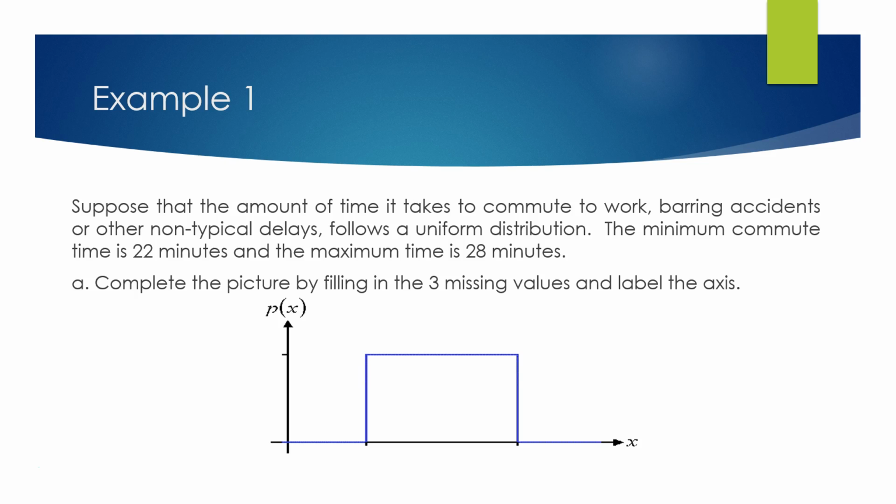The first thing that we're going to need to do is label the axis on all of these, which is minutes. So this is the commute time in minutes. The low number and the high number are going to go on the low tick mark and the high tick mark of the rectangle. So for this example, that's 22 and 28 minutes.